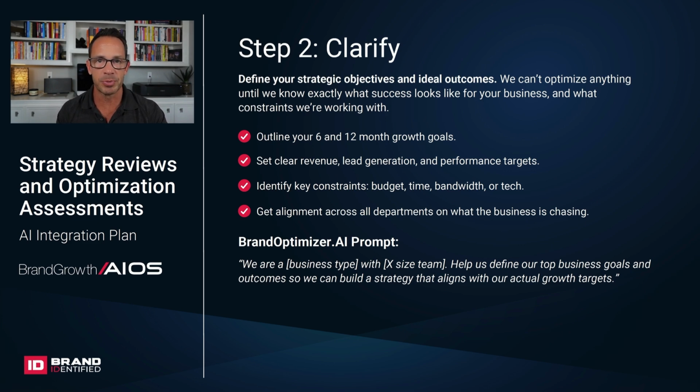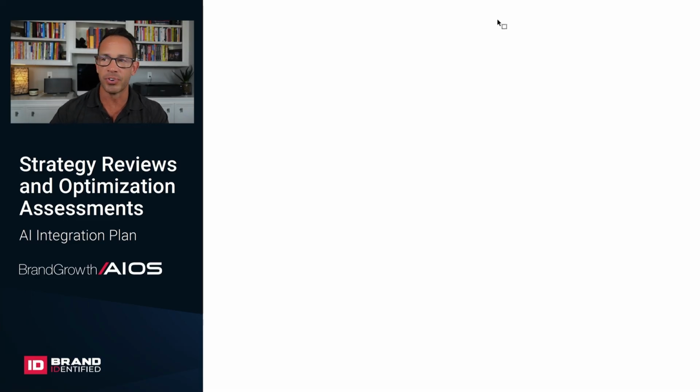So for example, with this prompt right here, that is, we are a, and you would insert your business type there, with X size team, and then you would put your team in there. Help us define our top business goals and outcomes so that we can build a strategy that aligns with our actual growth targets. So you'll take this prompt, you'll take the 10 questions from step number 1 and your 10 answers from step number 1, and then you would move them over and visit BrandOptimizer.ai.